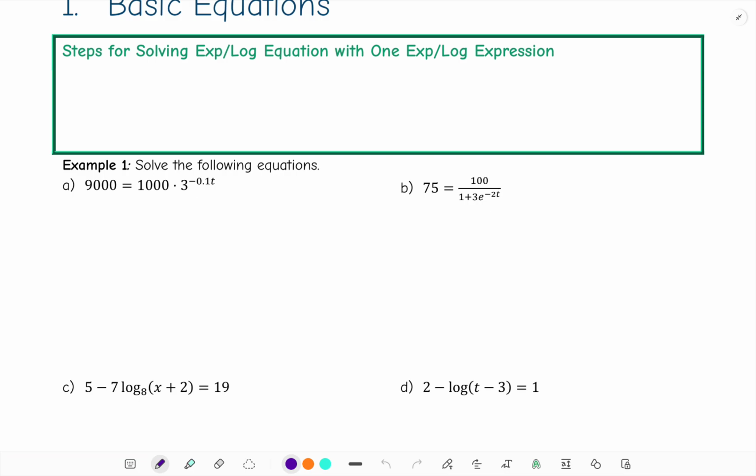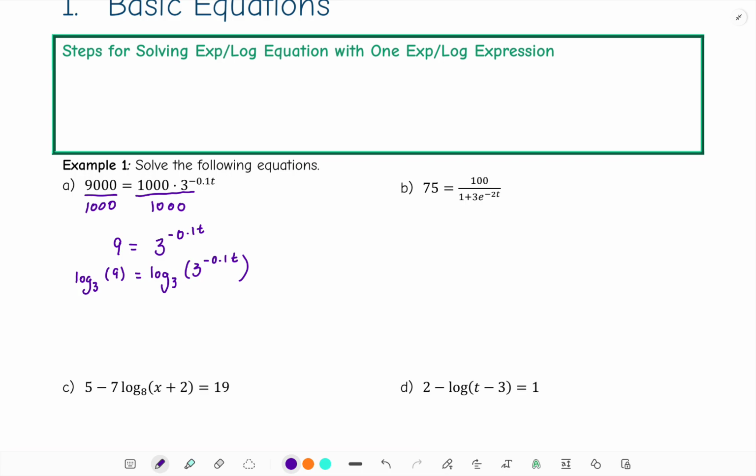When you only have one exponential or one logarithmic expression with the variable in it, these equations are as simple as just getting the variable by itself. So for part A, I'm going to divide by 1,000. Now here, because I want to get rid of the 3 next, this is where we're going to take log base 3 of both sides, because that will cancel out the 3 on the right hand side.